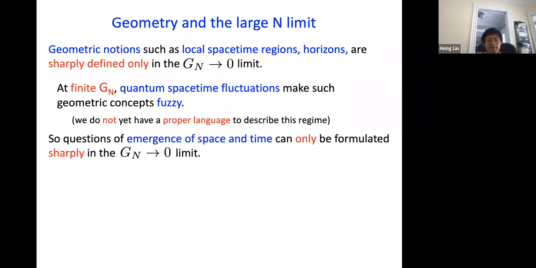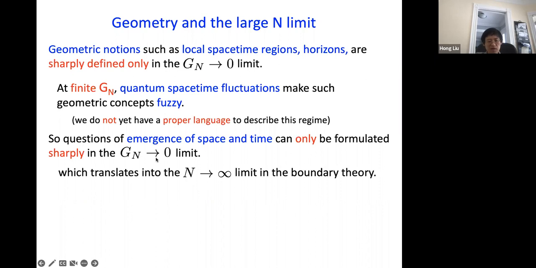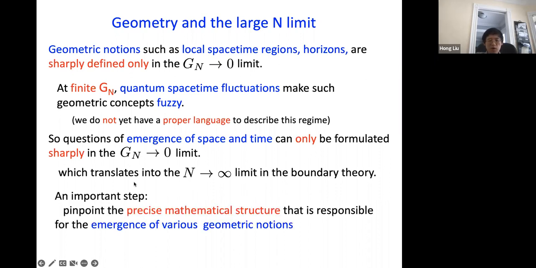And so the questions of emergence and the space-time can only be formulated sharply in the G Newton goes to zero limit, which translates into the N goes to infinity limit of the boundary theory. So an important step in understanding this is to pinpoint the precise mathematical structure that is responsible for the emergence of the geometric notions. Because if I give you just some kind of field theory, there's no emergent space-time in it.